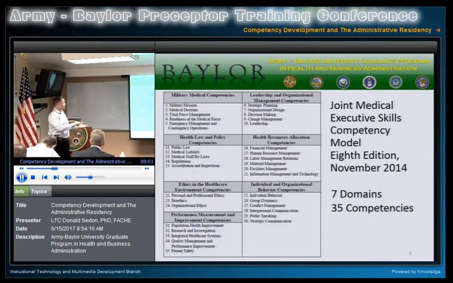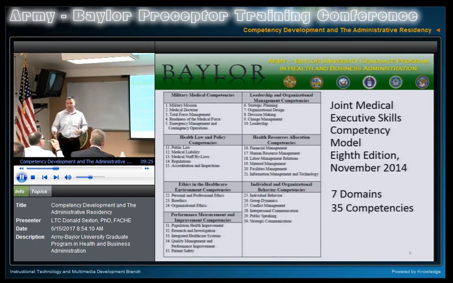So as an example, our military medical competencies, those would be specific competencies that we're required to have with regards to force management, emergency responses, those types of medical missions that we have in particular to the Department of Defense. We've got leadership and organizational management competencies. That's with regards to strategic planning, operational planning, leadership and change management.